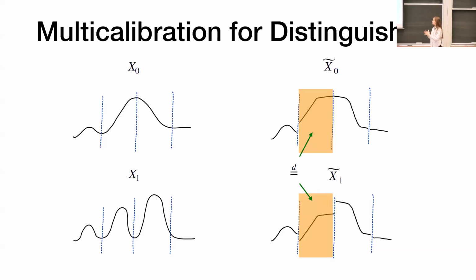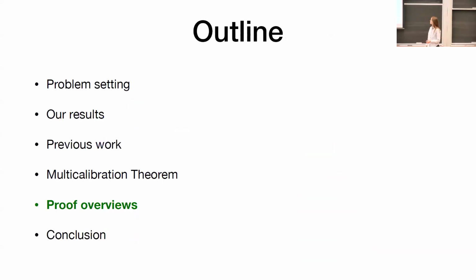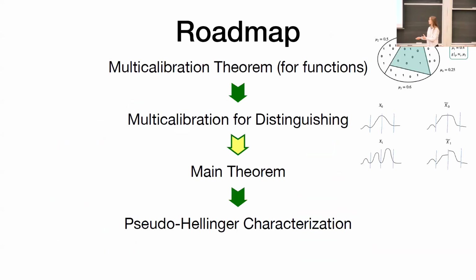So we combine x0 and x1 equally, sort of, and make sure that each partition part has the same weight as the original variables, so that all the difference between x0 and x1 is really lying in how much weight we're assigning to each part. Now I'll go into the proof overviews.